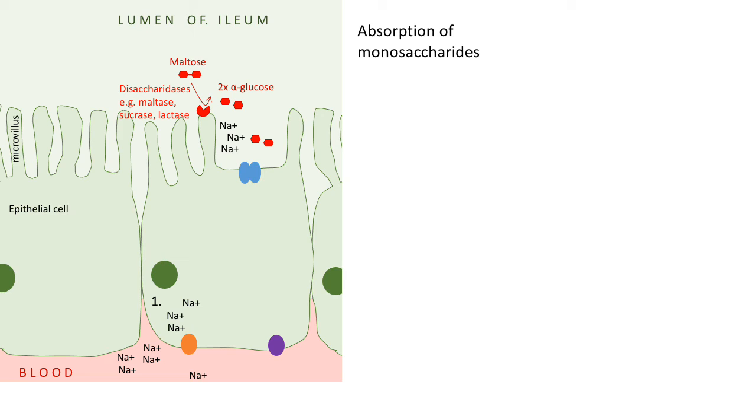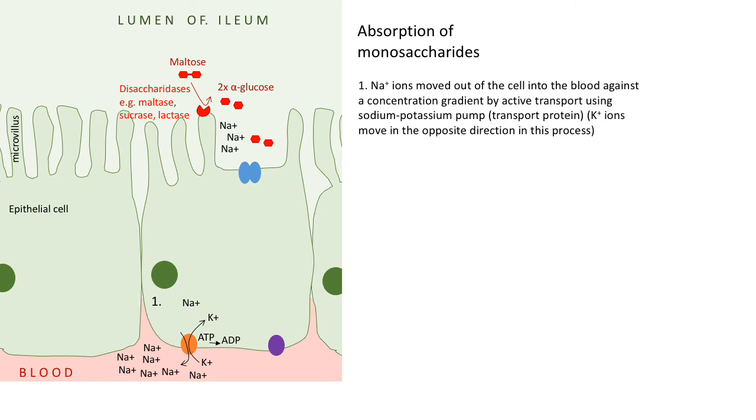Step one, the bottom left. We've got a higher concentration of sodium ions in the blood than in the cytoplasm of the epithelial cell. So what happens is a sodium potassium pump moves sodium ions against their concentration gradient out of the cell by active transport. So ATP is used, sodium ions move out and potassium ions move in. That's step one, described here.